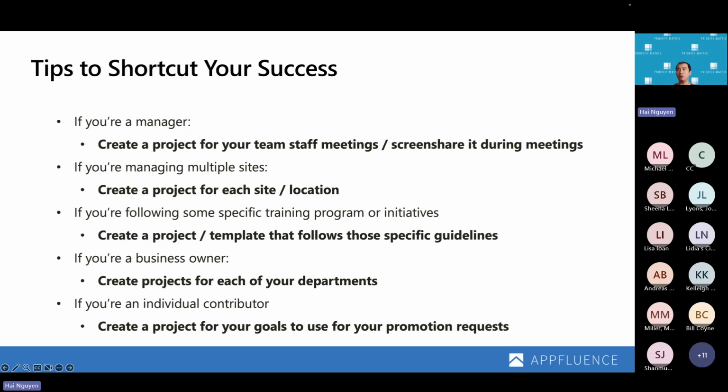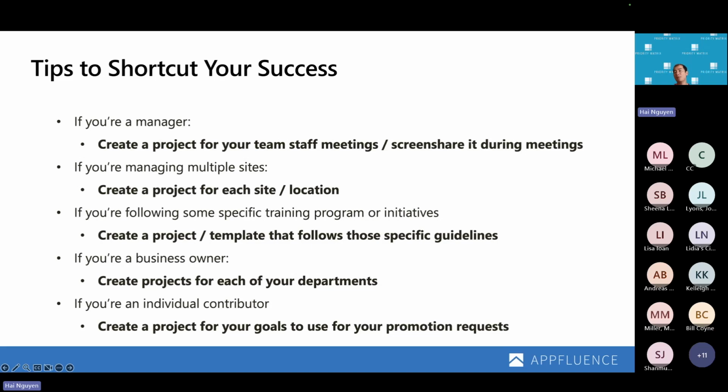One, if you're a manager, one of the things I encourage you to do is create a project for your staff meetings and then screen share it during your meetings. You'll find this to be extremely valuable almost immediately. If you have a staff meeting this week, go ahead and create a Priority Matrix. Write down the priorities that you have, and then in your meeting, just share it on the screen. Your conversation will be so much more fruitful right away.